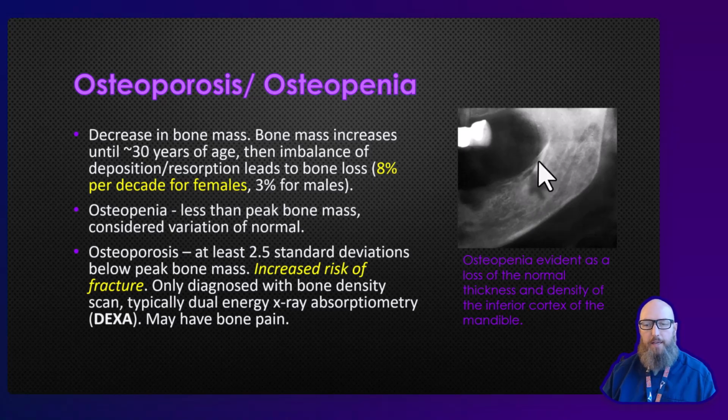We'll see it even more in the next slide, but the external oblique ridge stands out. In this case, not so obvious. But what else stands out? Look at the inferior border of the mandible. Usually that's several millimeters thick, but in this case, maybe only 2-3 millimeters. And just the overall loss of density of bone.